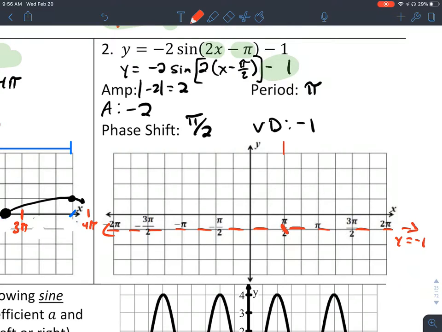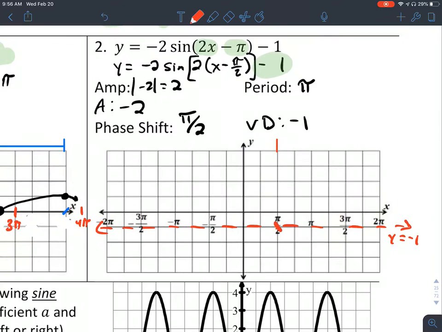When does the period end? It ends pi units later. So how long is pi on this? It's 4 spaces. So if I start at my beginning and I go to the right, 1, 2, 3, 4 spaces, this represents one period of this graph. When we know where it starts and it ends, mark the middle of the period, mark 1/4, and mark 3/4.